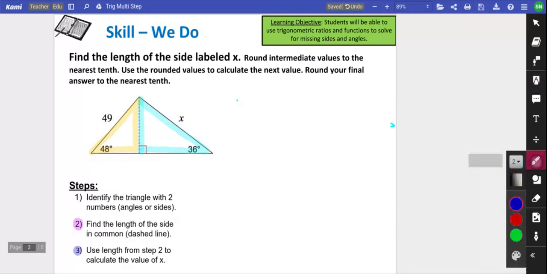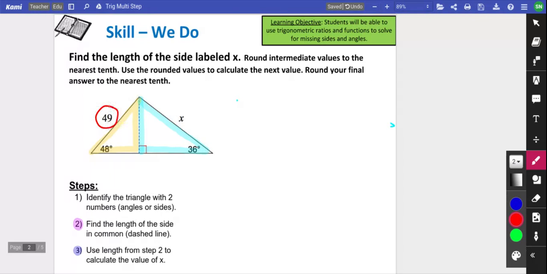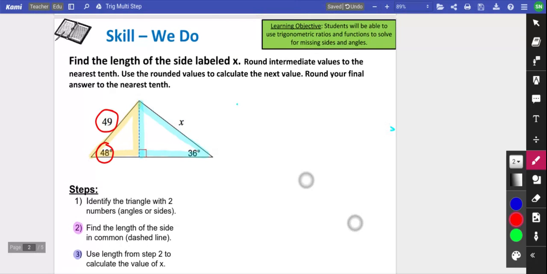Identify the triangle that has two or more numbers, either angles or sides. That's the one we start with. So on the orange one we have a side length and an angle measurement. On the light blue we have the angle measurement and we are trying to find that side. Therefore we have to start with the orange. Now in order for us to be able to do this, we require right triangles, and we don't count those as angle measurements because we need to have those in order for it to work.